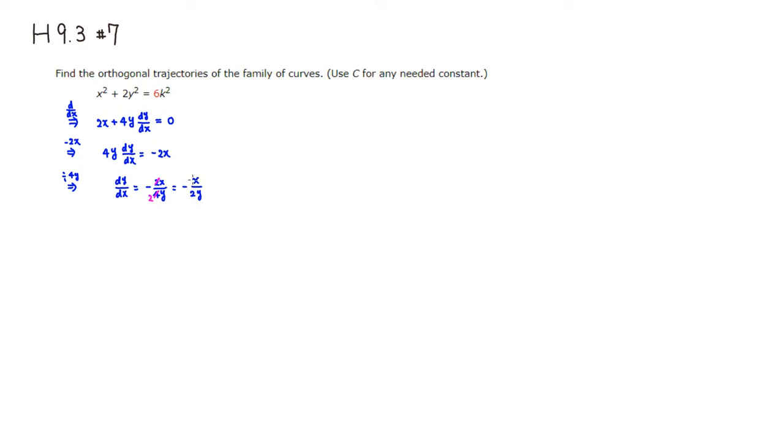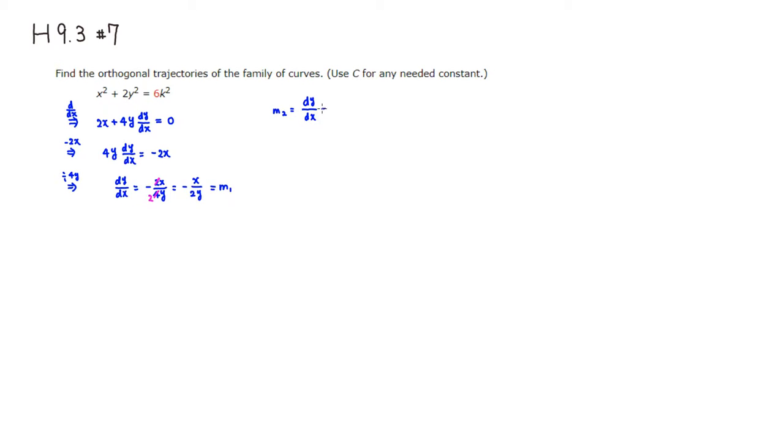We can think of this as m1, slope number 1. Then m2 would be the negative reciprocal of this. So m2 is going to be the derivative of the orthogonal trajectories. So I'm going to have dy over dx.